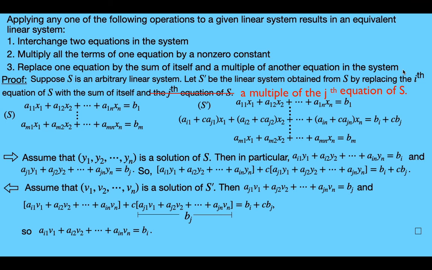Now remember that our original goal was to find a general method for obtaining the solution set of a linear system, and we were going to do that by replacing the linear system with a new system that was easier to solve. Now what we just proved was that any one of the three basic operations above can be applied to a linear system to get a new system with the same solution set. So these three basic operations are the main tools that we're going to use to solve linear systems.